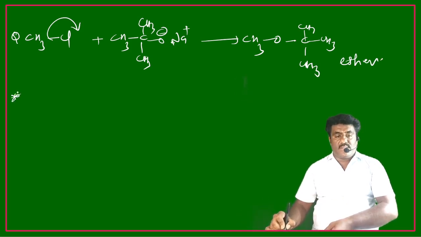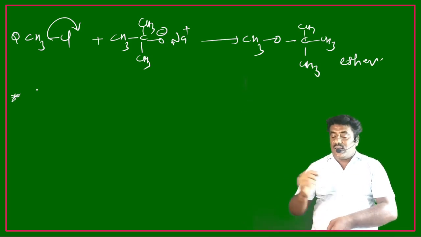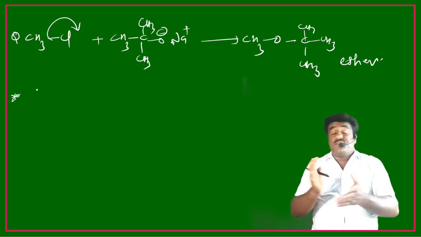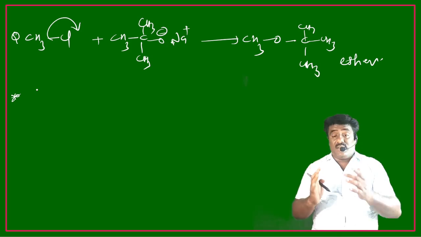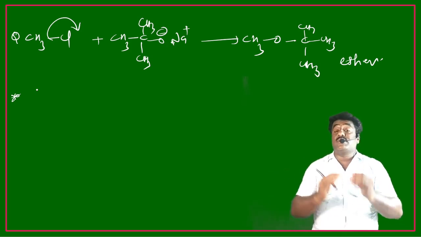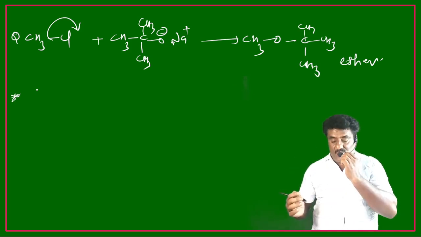So let's take this example. If we are taking a tertiary alkyl halide, what happened? Tertiary alkyl halide fails to give the ether. It does not give the ether, it gives alkenes. What happened? Elimination happened, E2 elimination happened.